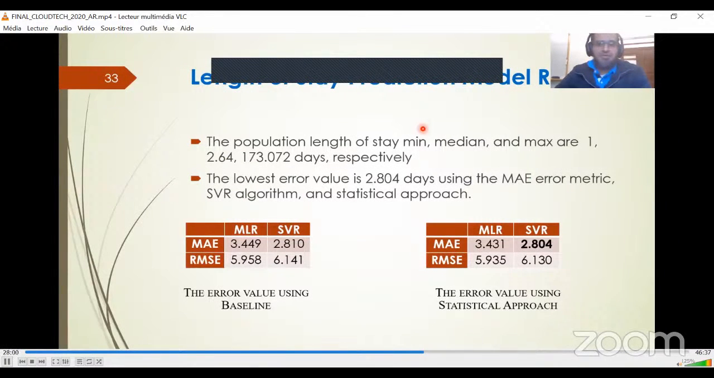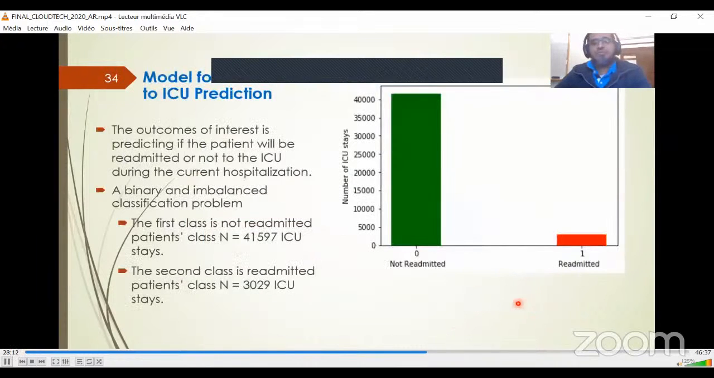This is the second version of the interval stay using the regression. We found that support vector regression gets the lowest error using our statistical approach. In the readmission, the outcome of interest is to detect if the patient will be readmitted or not to ICU during the current hospitalization.